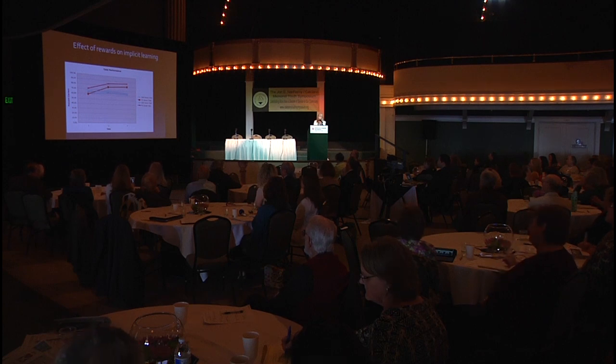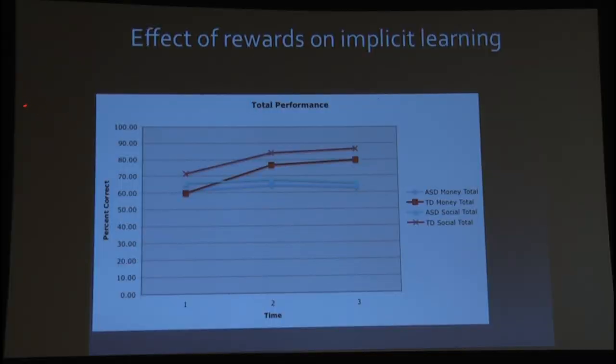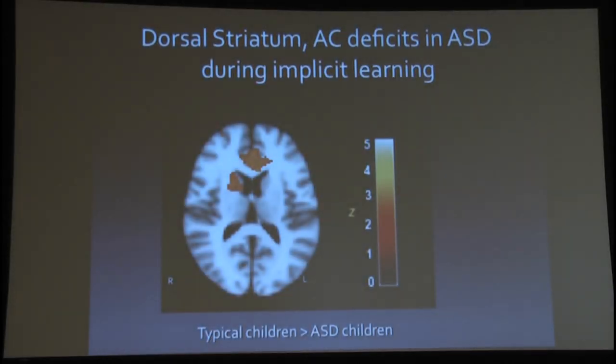What is really important is that those rewards affect learning. And this is all implicit learning. So this is not a matter of having a deficit in memorization or anything like that. The typically developing kids learn with those rewards. The kids with autism do not learn. So if you can imagine, if the reward system is not working well, how profoundly is that going to affect learning of all kinds? I'm going to skip that, just in the interest of time.